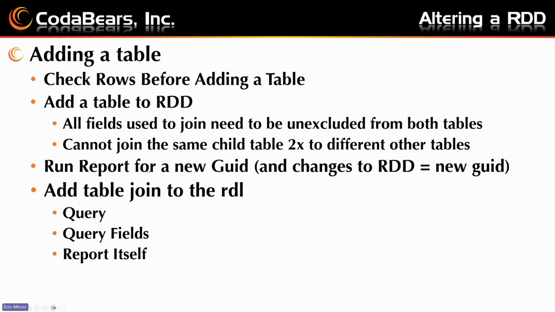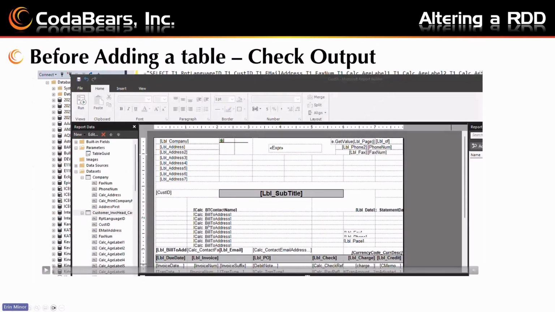Also, every time you change an RDD, you need a new GUID if you're testing with a GUID. So just keep that in mind. Even if it's as simple as an unexcluded field, you need to have a new GUID for that. And then we're going to talk about how to add the table join to the RDL in those 3 places that we discussed before. Before adding a table, you're going to want to check the output. Now, I'm going to show you how to do that.